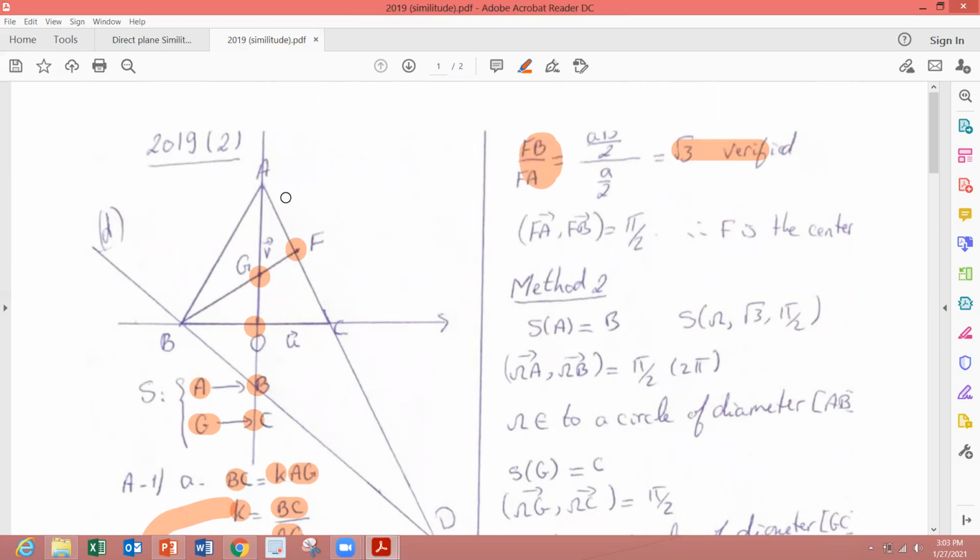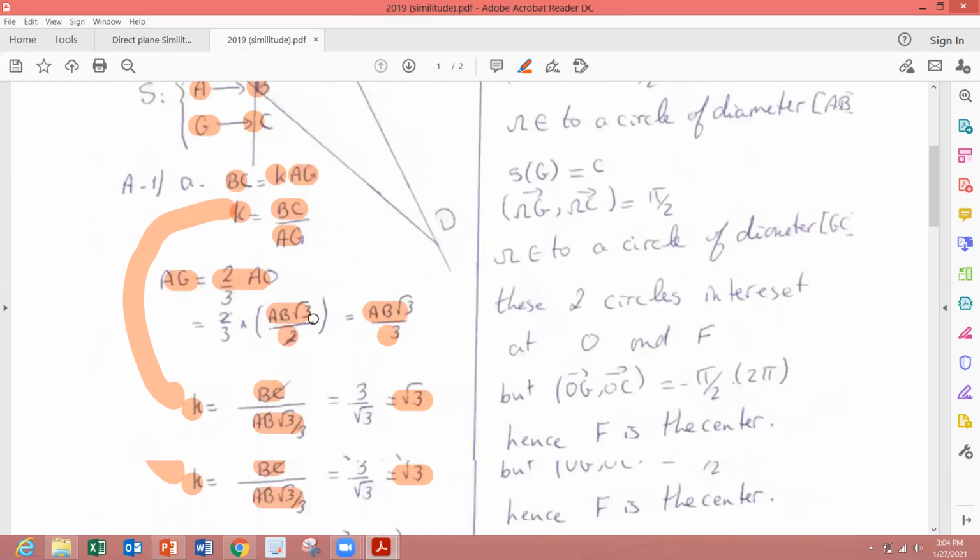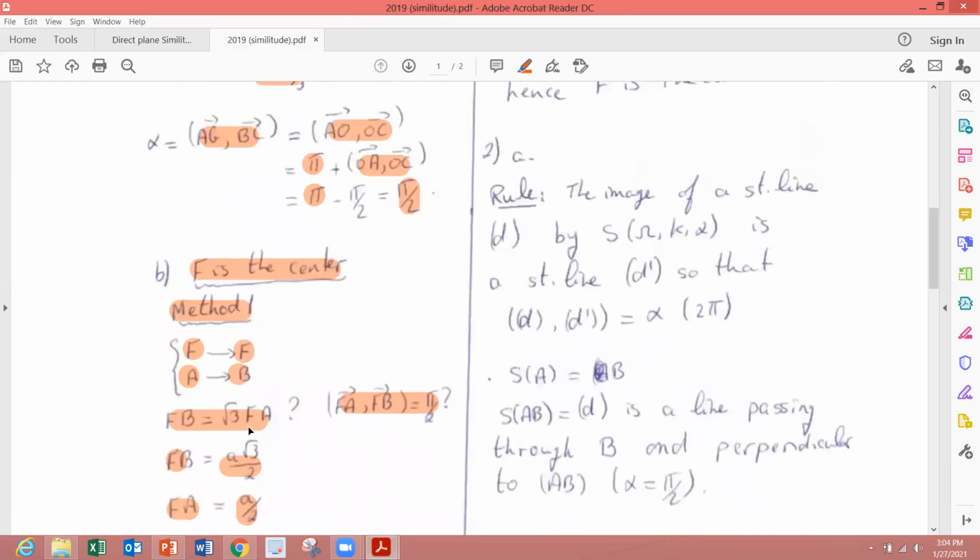The angle between FB and FA equals 90. It is in the positive sense. It is verified. Therefore, F is the center. On FB over FA, how did we do it? We found FB's length. I want to prove that FB over FA is the radical 3 ratio.